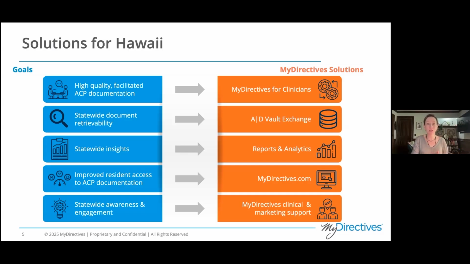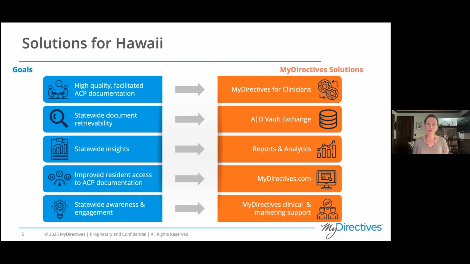Somebody at one health system has got that done and it's in that Epic, but it's not in the Epic down the road. And so that document doesn't protect that patient when some sort of necessity takes them to the next facility. Well, we have designed a nationwide registry that we call the AD Vault Exchange.